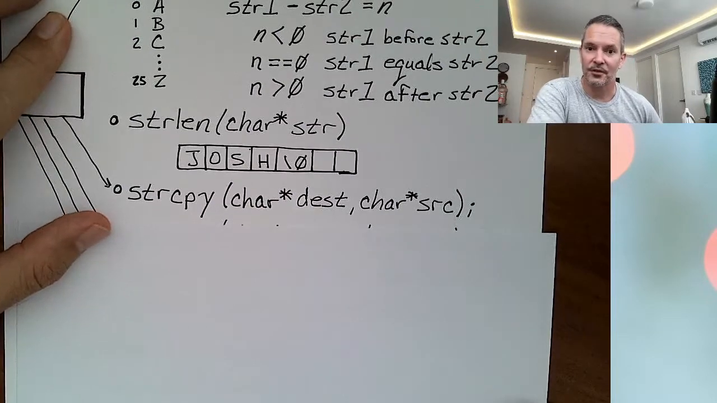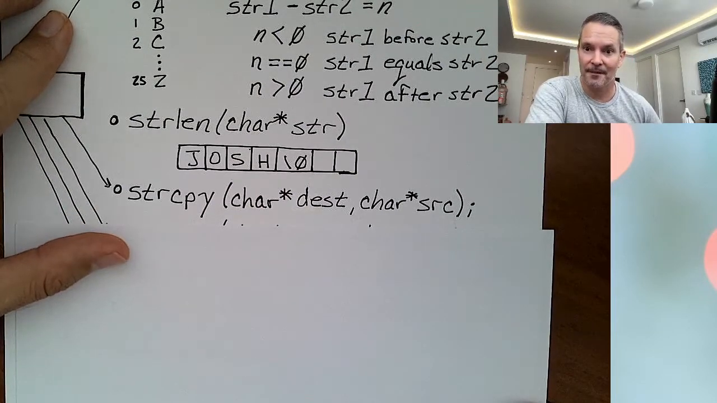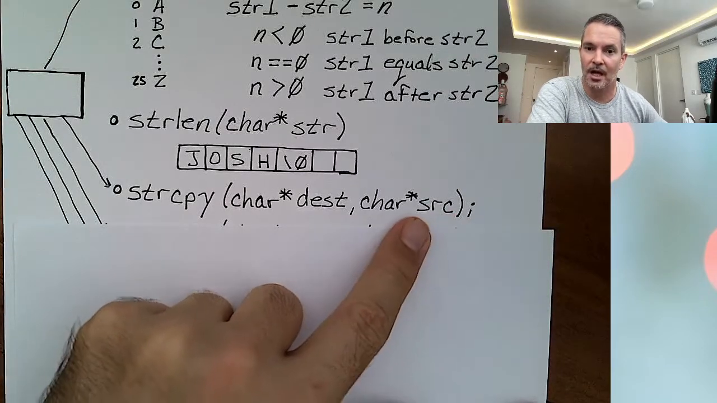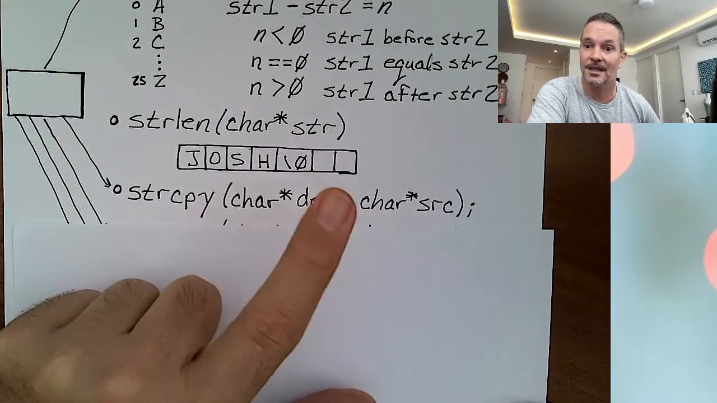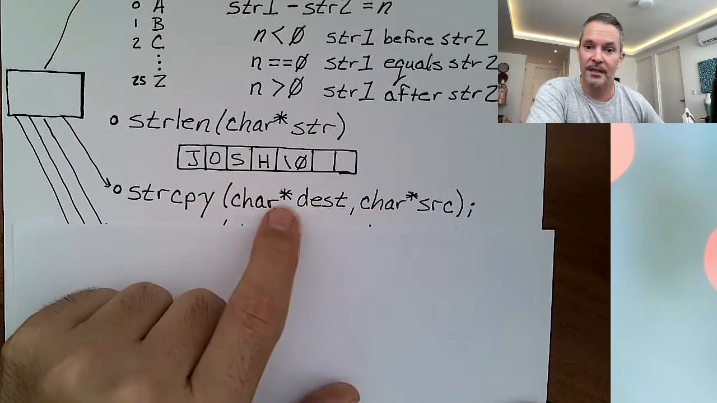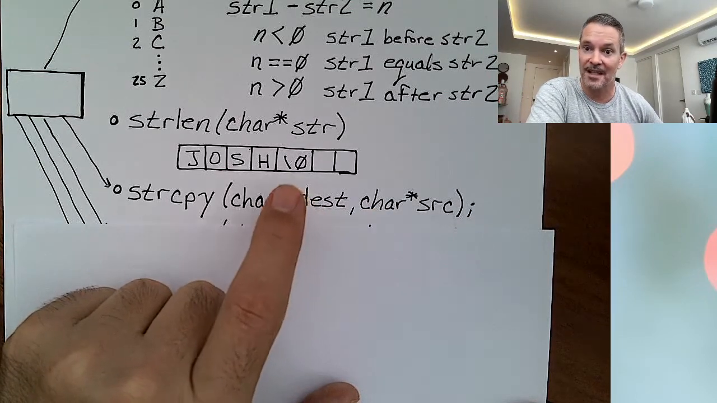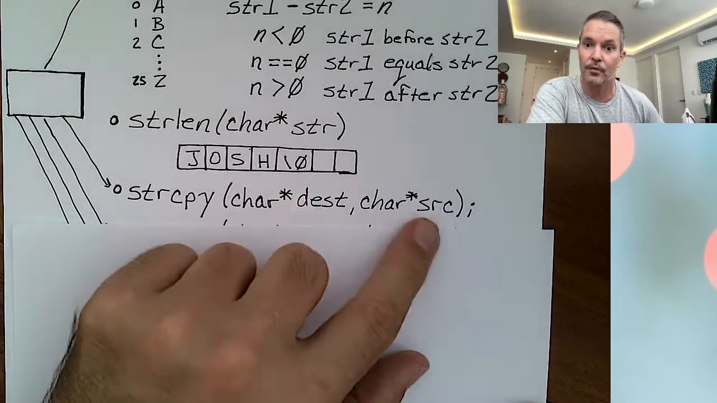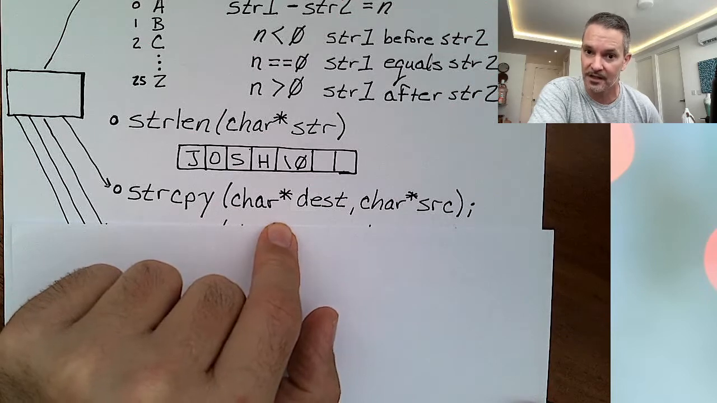Next function that's really useful is string copy. It allows us to take one string, the source string, and copy it into a destination string. Both of these are just character arrays, so we need to make sure that the destination is at least as large as the source so that there's plenty of room to copy the string into the destination.